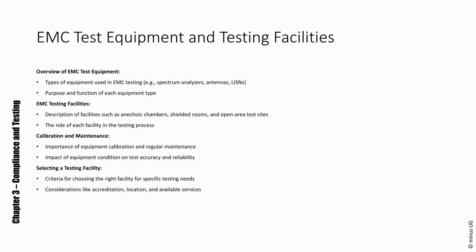EMC testing facilities. Different types of EMC testing facilities cater to various testing requirements. Anechoic chambers. These are specialized shielded rooms designed to absorb reflections of electromagnetic waves. They are used for accurate radiated emissions and immunity testing without external interference. Shielded rooms. Similar to anechoic chambers but without the absorptive lining, shielded rooms prevent external electromagnetic signals from entering, providing a controlled environment for emissions and immunity testing.